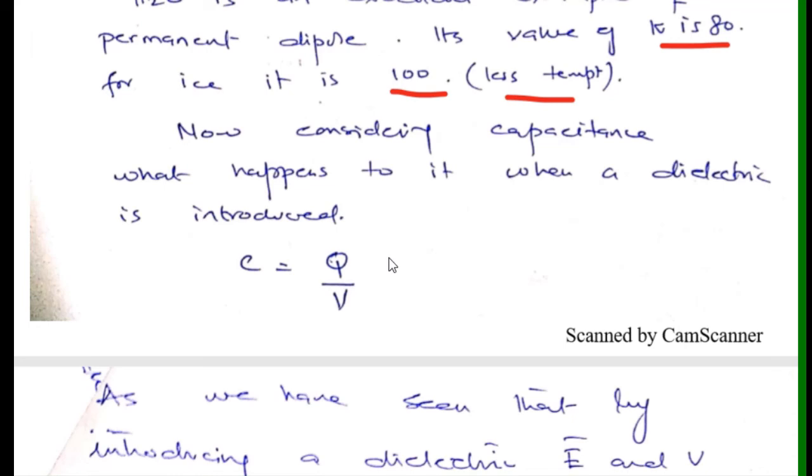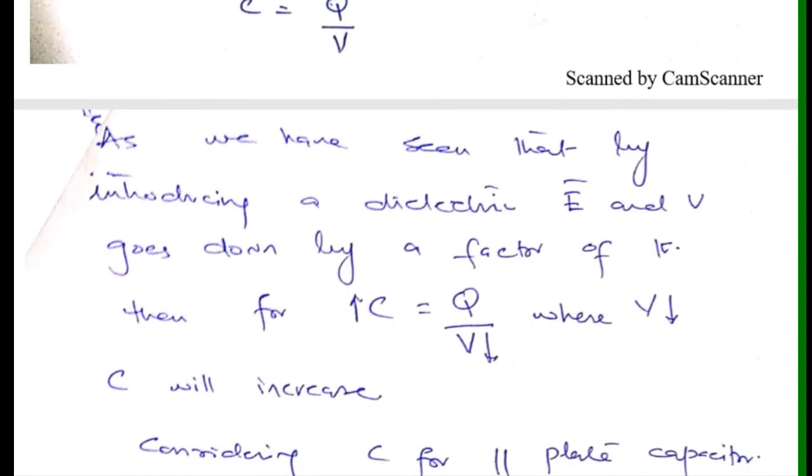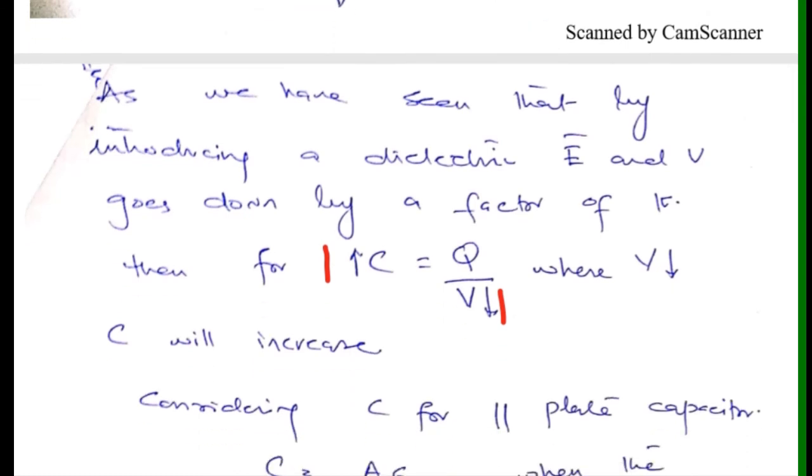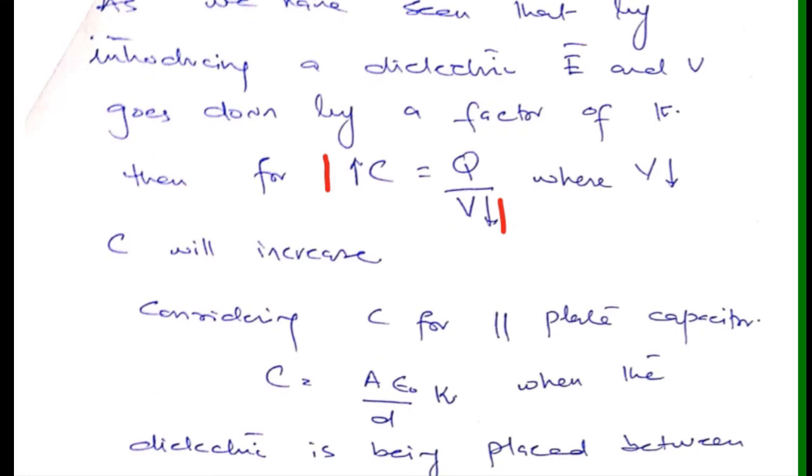So now we'll see what happens to the capacitance. We know that capacitance is C equals Q over V. As we have seen, by introducing a dielectric, E and V go down. So if E and V go down, then in the formula C equals Q over V, if V is going down, then obviously C will go up. So it means that if we introduce a dielectric in a capacitor, it will increase the capacitance of the capacitor.